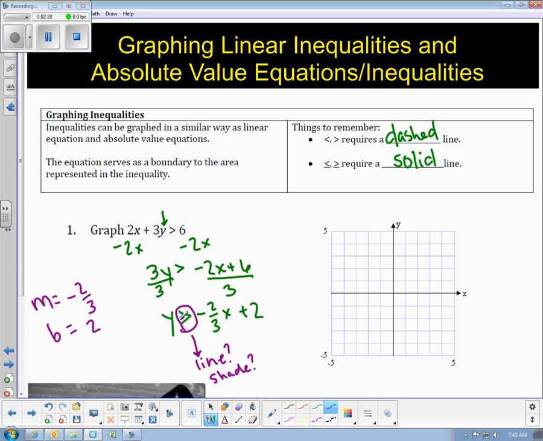In this case, this inequality symbol is greater than. So the line that I want is dashed. I want a dashed line. And I want to shade up, or above the line.